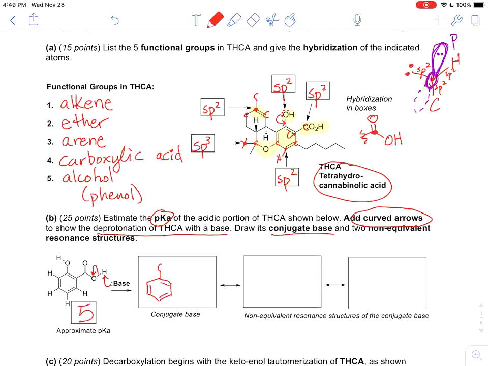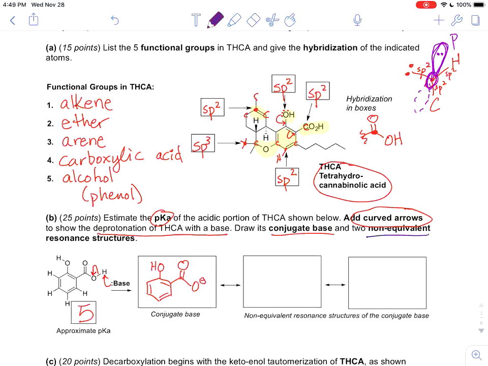This stuff is all the same. That hydrogen of the phenol is still there. And now we have a carboxylate group right there on that benzene ring instead of a carboxylic acid group. Last part of this multi-part question is to find 2 non-equivalent resonance structures.